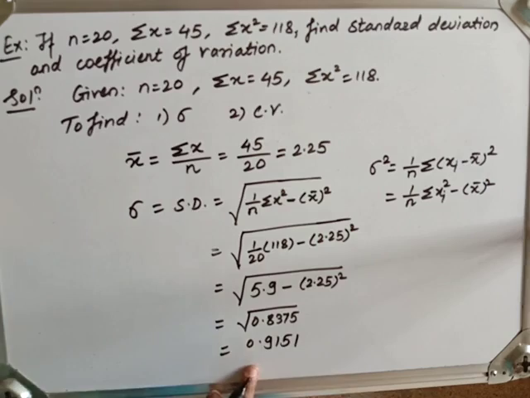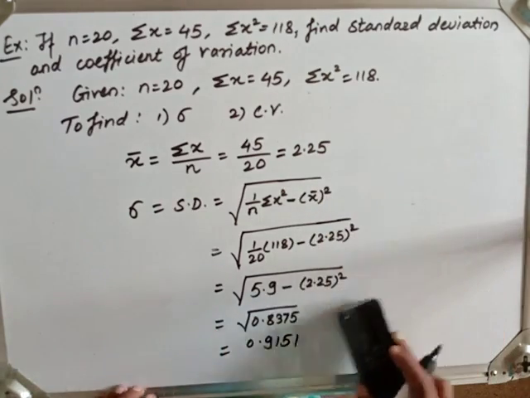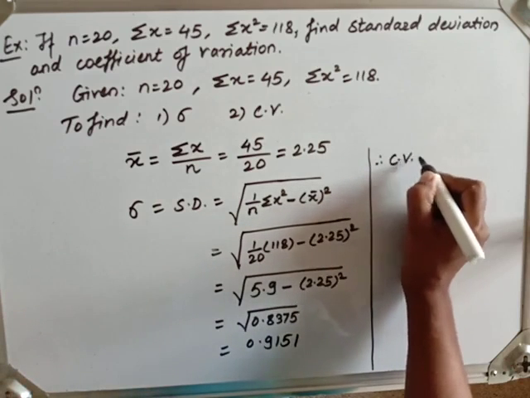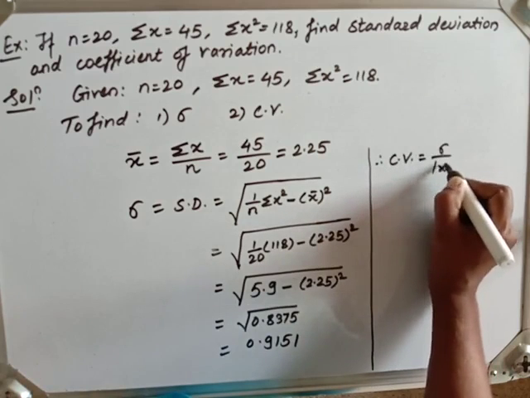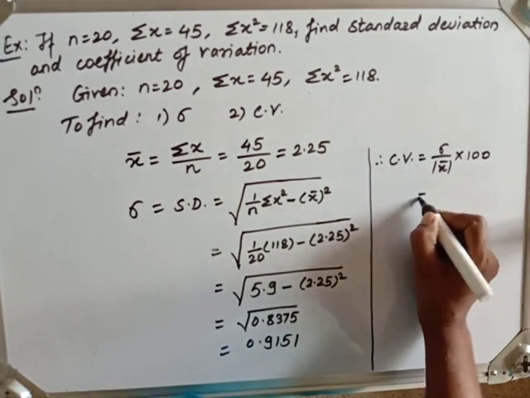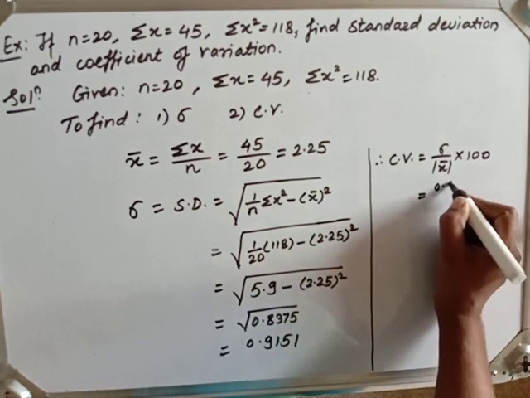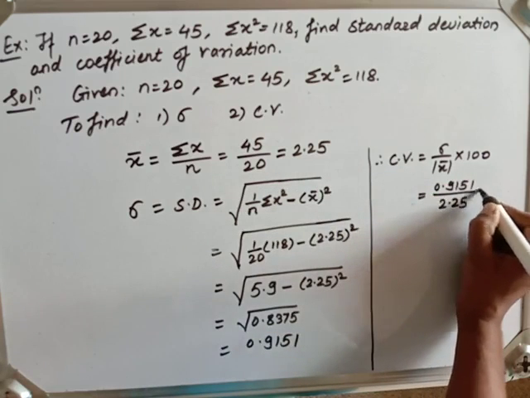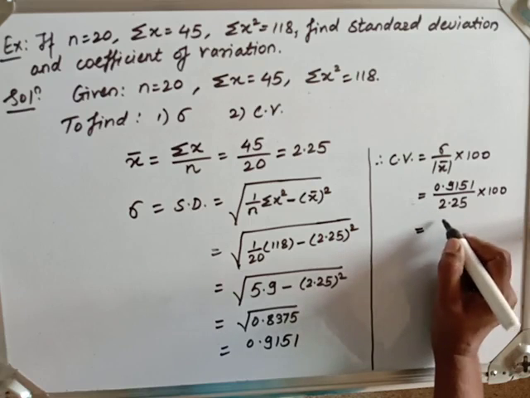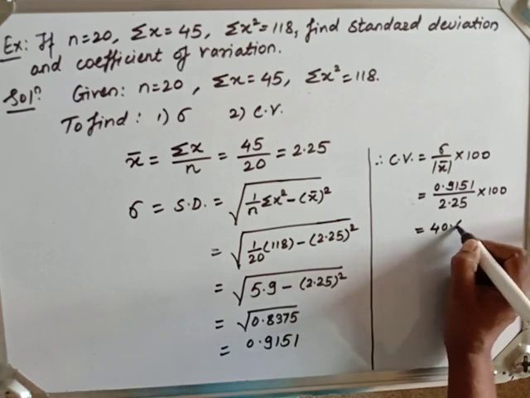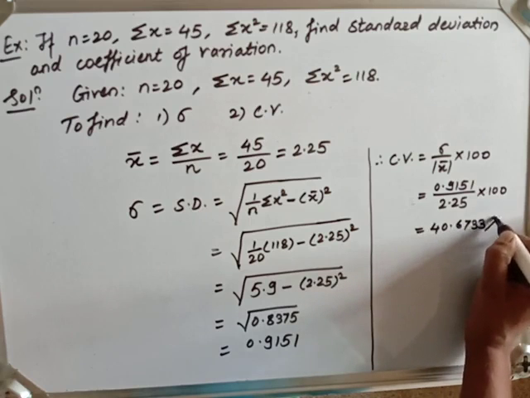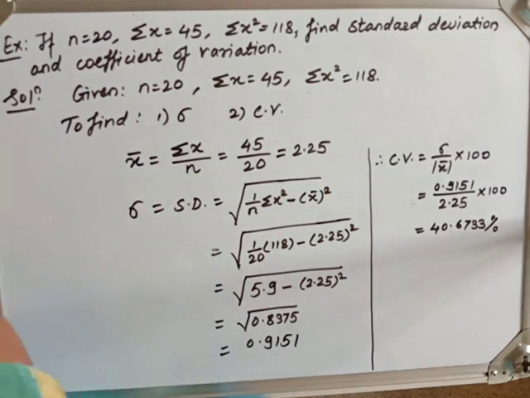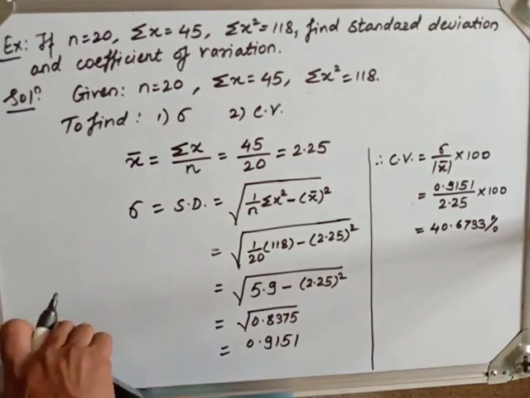Once we get the standard deviation and mean, we can easily obtain the coefficient of variation. Coefficient of variation is sigma upon mod x bar multiplied by 100. The value of sigma is 0.9151, upon x bar, which is 2.25, multiplied by 100, and this simplifies to 40.6733, and this is in percentage. So CV is this much percentage. This is the answer for this question. Now let us see the next question.